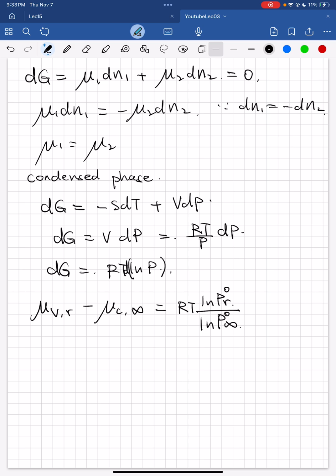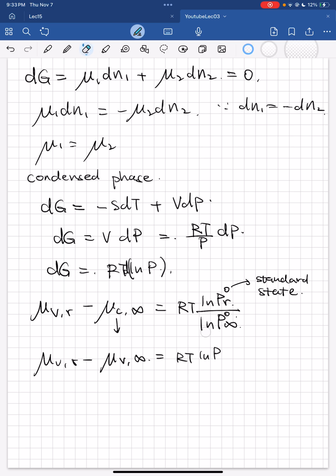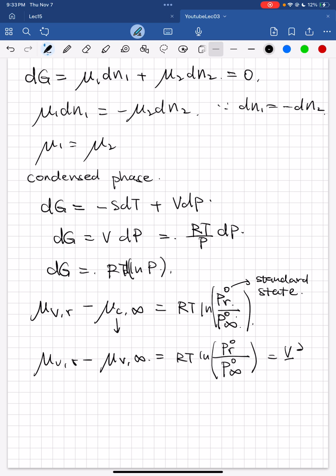Okay, at standard state, this we already derived equal to mu V infinite. So mu V R minus equal to RT ln P. Wait, I made a mistake here. Sorry. It should be like this, right? RT ln P R over P infinite equal to V2 gamma over R.